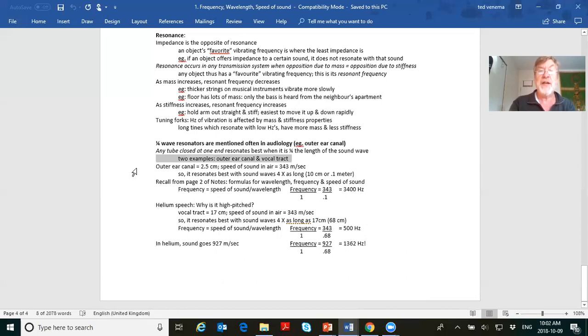The outer ear canal is 2.5 centimeters long. Speed of sound in air is 343 meters per second. So your ear canal is going to resonate with sound waves that are 4 times 2.5 or 10 centimeters. And what's 10 centimeters in meters? A tenth of a meter. And you got to keep dealing with meters to meters because you're talking about the speed of sound being 343 meters per second. So even though 2.5 centimeters length of an ear canal times 4 is 10 centimeters, I have to convert that 10 centimeters to meters so that I'm dividing meters over meters. So 343 meters per second divided by 0.1 meter. And when you do that, look what you have here. Here it is.